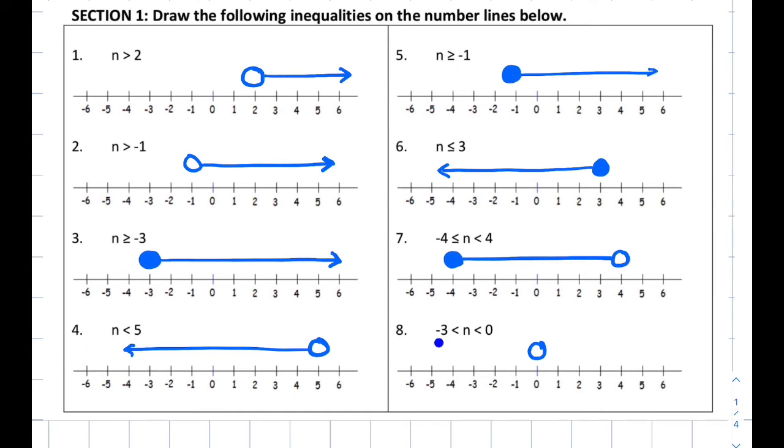Okay, last one. So here, where n is less than 0, it's an open circle, but n is also greater than -3, because here -3 is less than n, and that must mean n is greater than -3. Okay, so we're looking at all the values between -3 and 0.